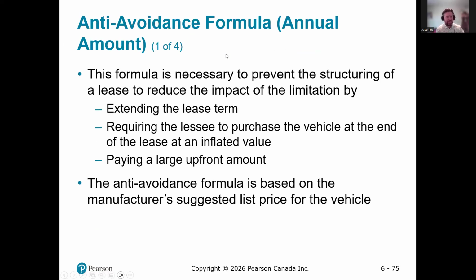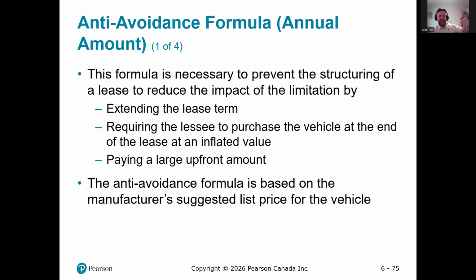The anti-avoidance formula is slightly more complicated because this looks at the value of the vehicle. The formula is necessary to prevent structuring a lease to reduce the impact of the limitation by extending the lease term. Let's say I get a nice car and my monthly lease payment is $1,500, but that's more than what I'm allowed. I'm only allowed $1,100. So I say, hey, instead of a 4-year lease, let's make the lease 6 years or 8 years. By extending the lease term, that monthly payment gets smaller.